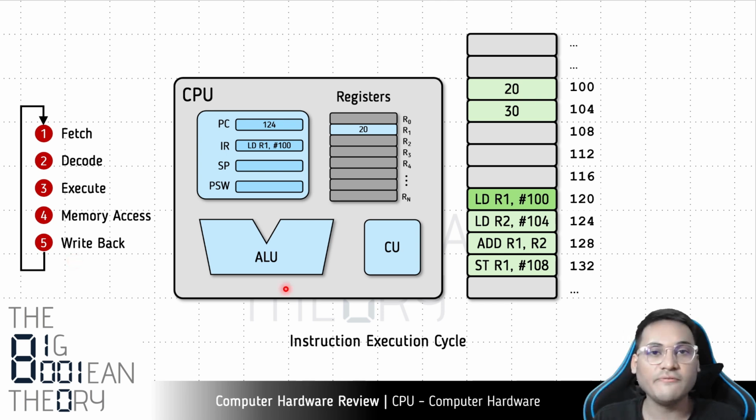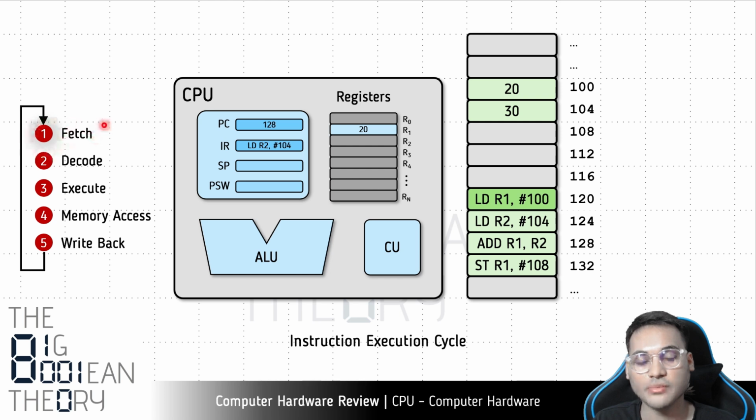After completing the first instruction, this cycle will be followed again for the second instruction. So let us go ahead and execute the second instruction following this instruction execution cycle. As you can see, the program counter is currently pointing to 124, which is our second instruction. This is a load instruction, very similar to the first instruction that we just performed. The first step is to fetch this instruction. Now the second load instruction has been loaded into the instruction register, and the program counter has been updated accordingly to 128.